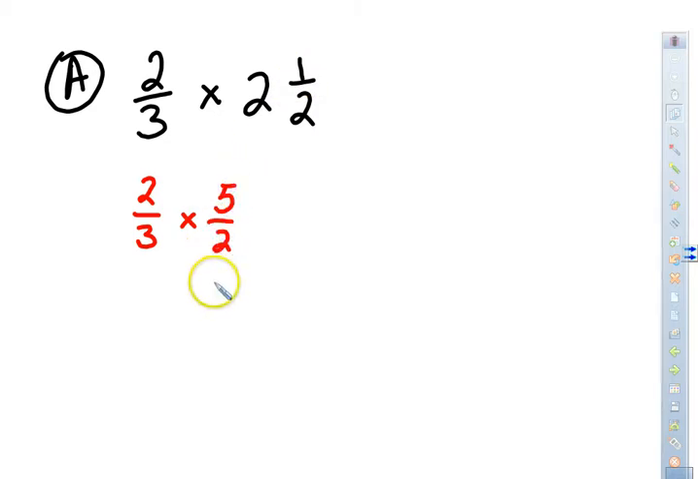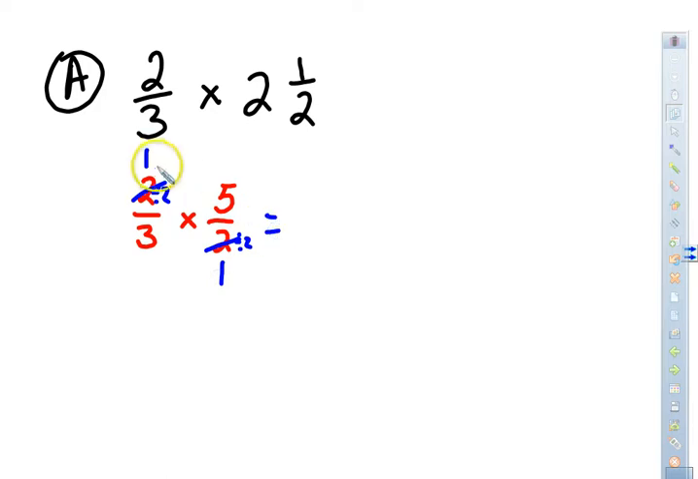Now we can do one of two things. We can multiply, or we can also now look to see is there any cross-reducing that we can do. 3 and 5 are not compatible numbers. 3 does not go into 5 equally. But the 2s definitely are compatible. They both can be divided by 2. So this is going to become 1, and 2 divided by 2 again is 1.